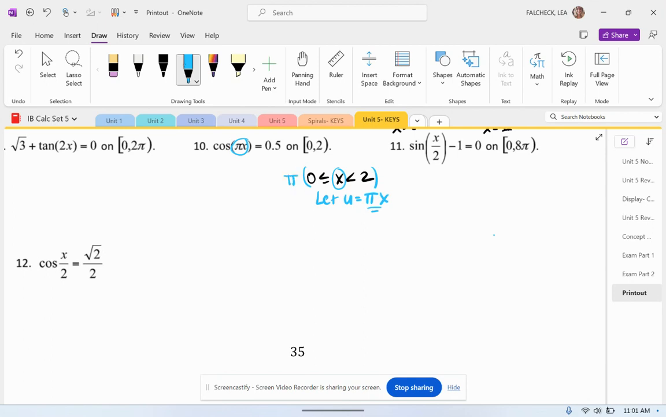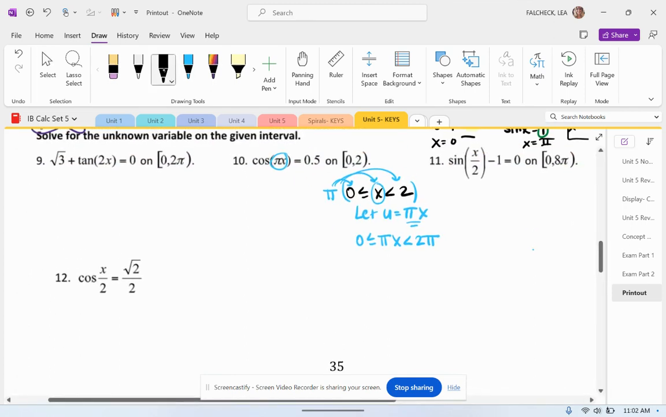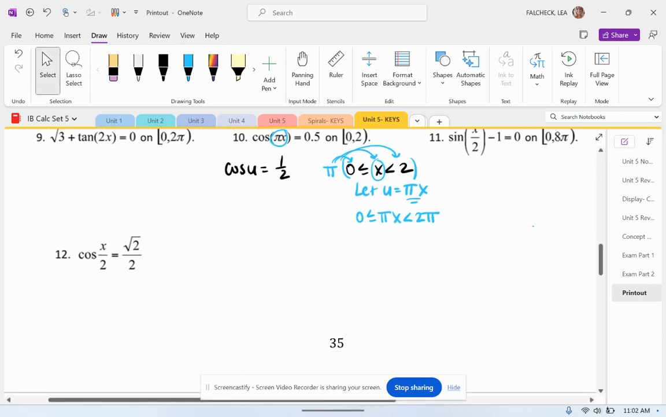I'm going to multiply everything in here by pi. My new interval is 0 is less than or equal to pi x, which is less than 2 pi. All right, cool. So now I have, I already did the let statement, sorry. Now I have the cosine of u is equal to 1/2.